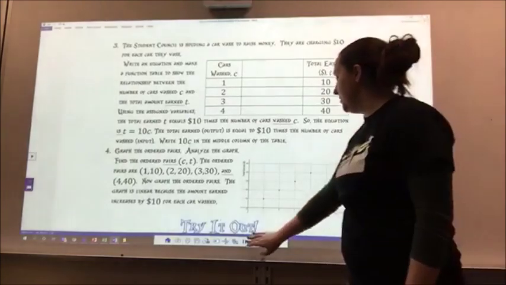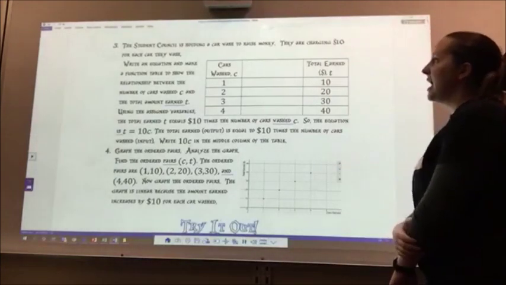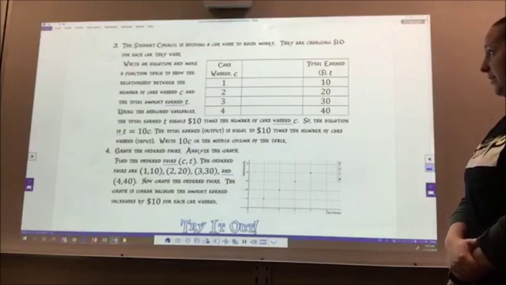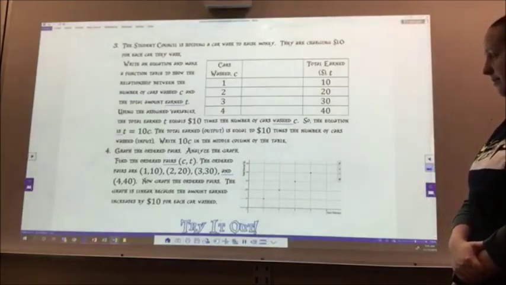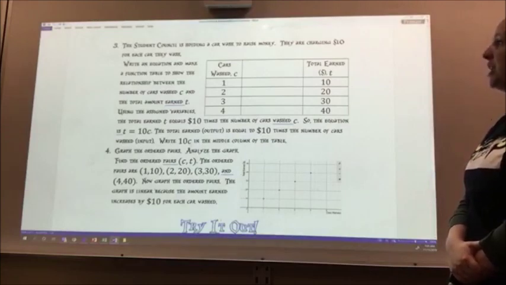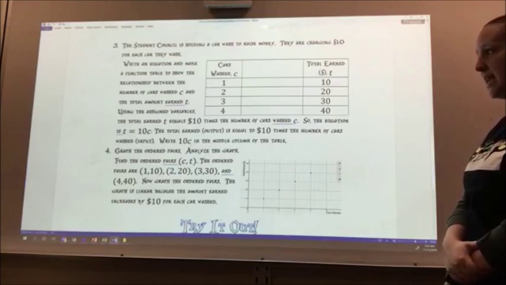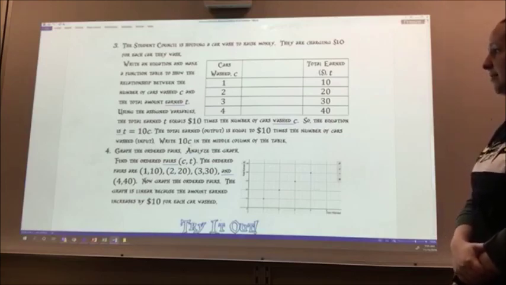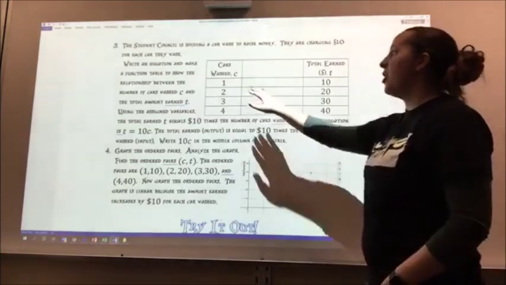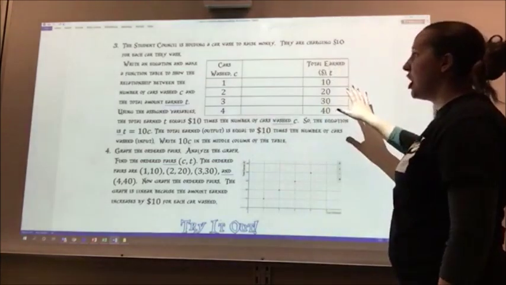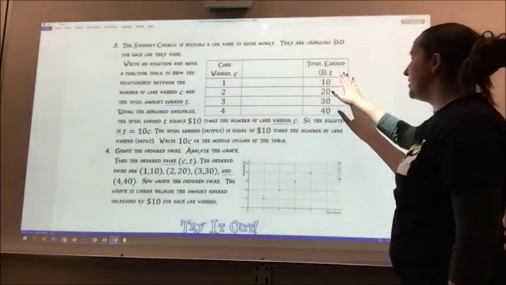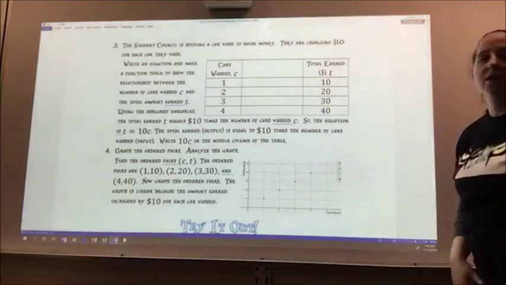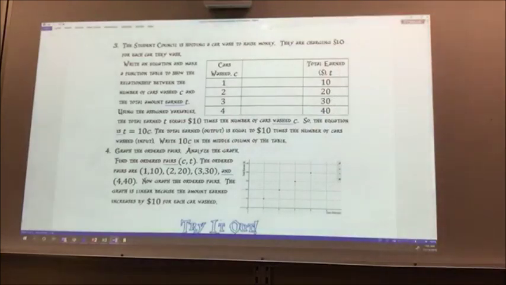All right, number 3 says the student council is holding a car wash to raise money. They're charging $10 for each car they wash. Write an equation and make a function table to show the relationship between the number of cars washed, C, and the total amount earned, T. I already have part of my chart set up here. So cars washed, C, 1, 2, 3, 4, and then the total earned, T, 10, 20, 30, 40. Looking at this, I can see that there's a relationship there.